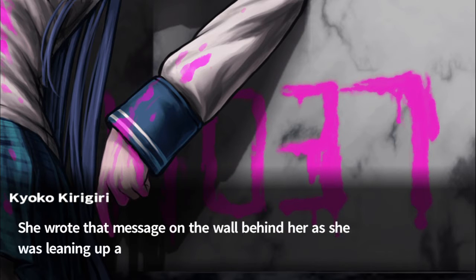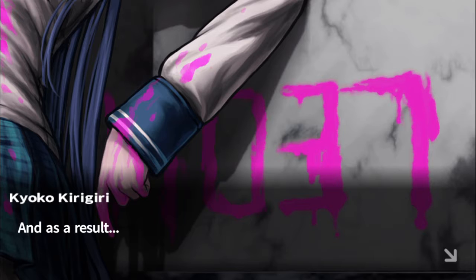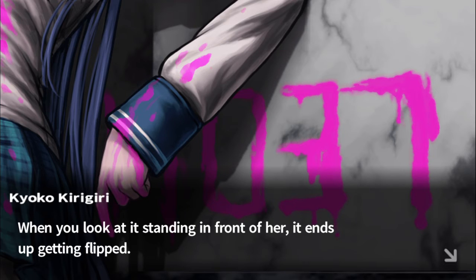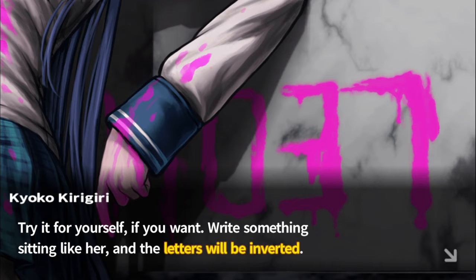She wrote that message on the wall behind her as she was leaning up against it. In that position, she couldn't move to write normally, and had to write upside down, as it were. And as a result, when you look at it standing in front of her, it ends up getting flipped. Try it for yourself if you want. Write something sitting like her, and the letters will be inverted.